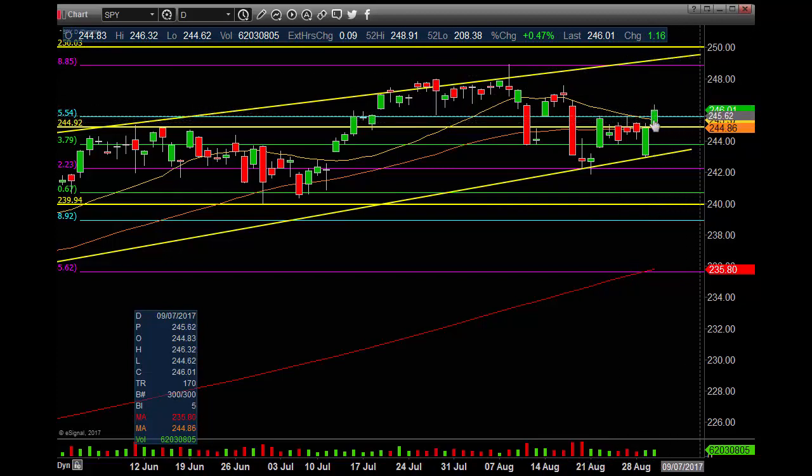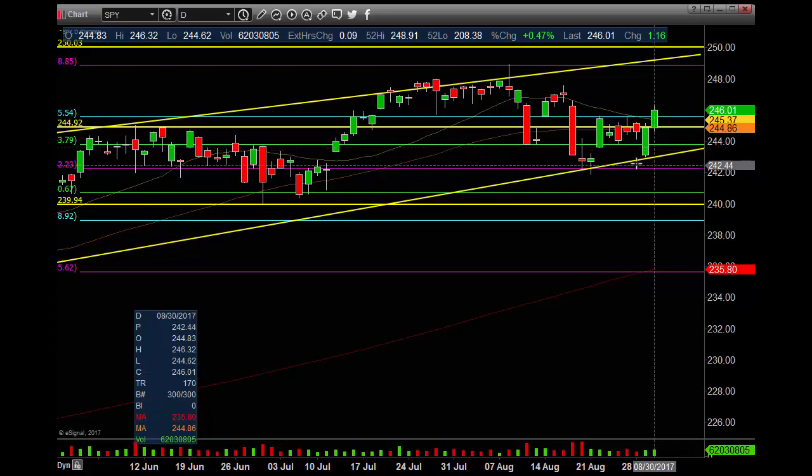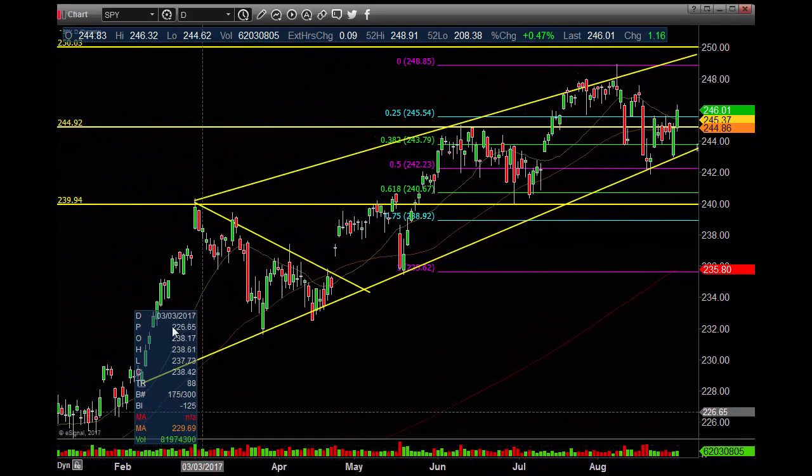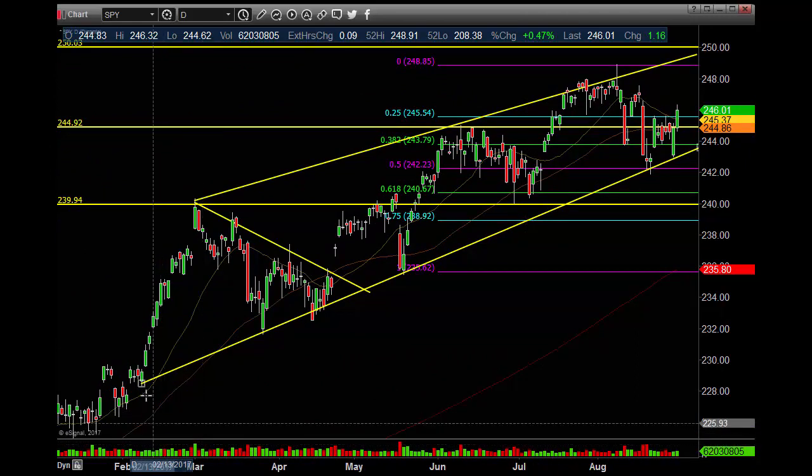If this pattern fails, then we'll see if we could get back below this trend line. This is the big line, guys. Every time it gets right below it, guess what? Pop goes the weasel, right back above. And that goes from these lows back in February. That's a big one, guys.